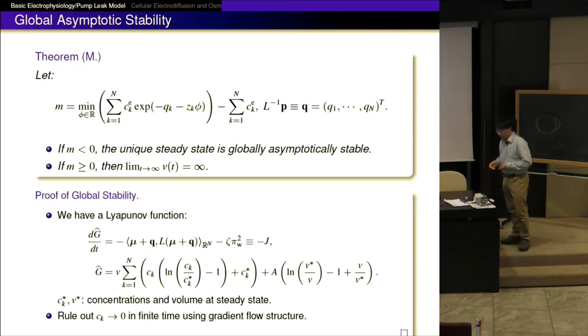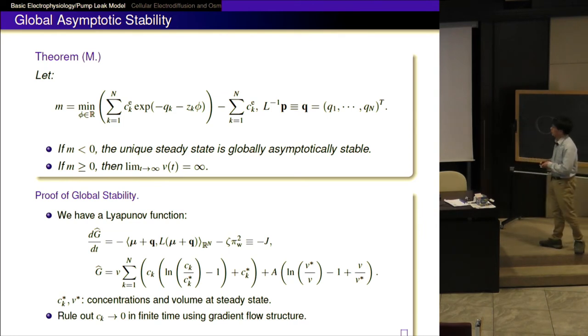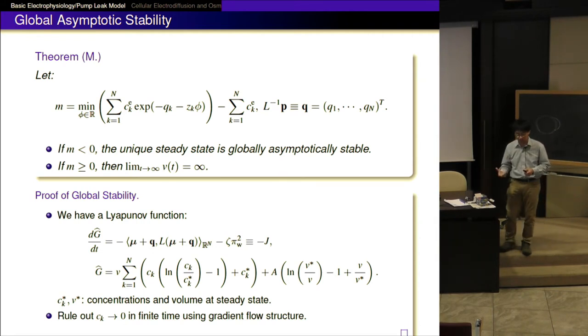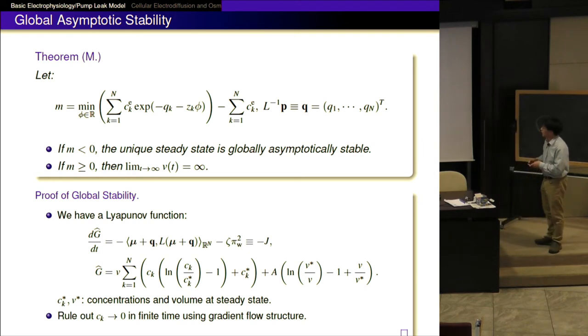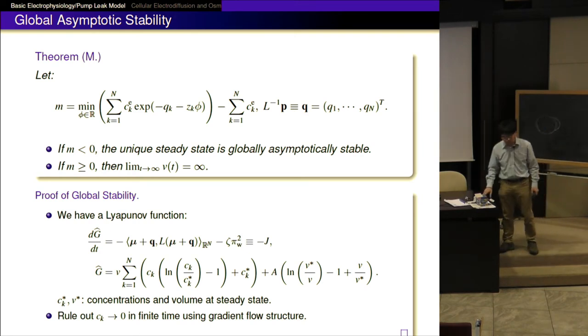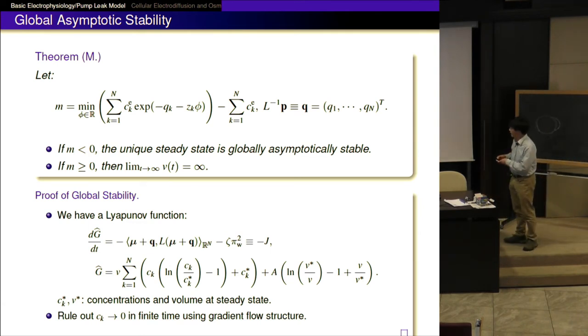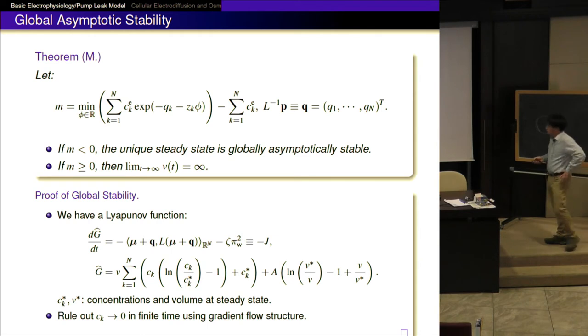In this case, it turns out that one can prove that there's just one quantity that you have to compute. If this quantity M is negative, then there's a unique steady state and it's globally asymptotically stable. And if M is greater than or equal to zero, the cell bursts. There are some interesting things about what this quantity really means, but I'll skip that. If you're interested, please ask me later on. But I think maybe the interesting thing is how to prove that these steady states, when they exist, are globally asymptotically stable. And the way it works is the following.